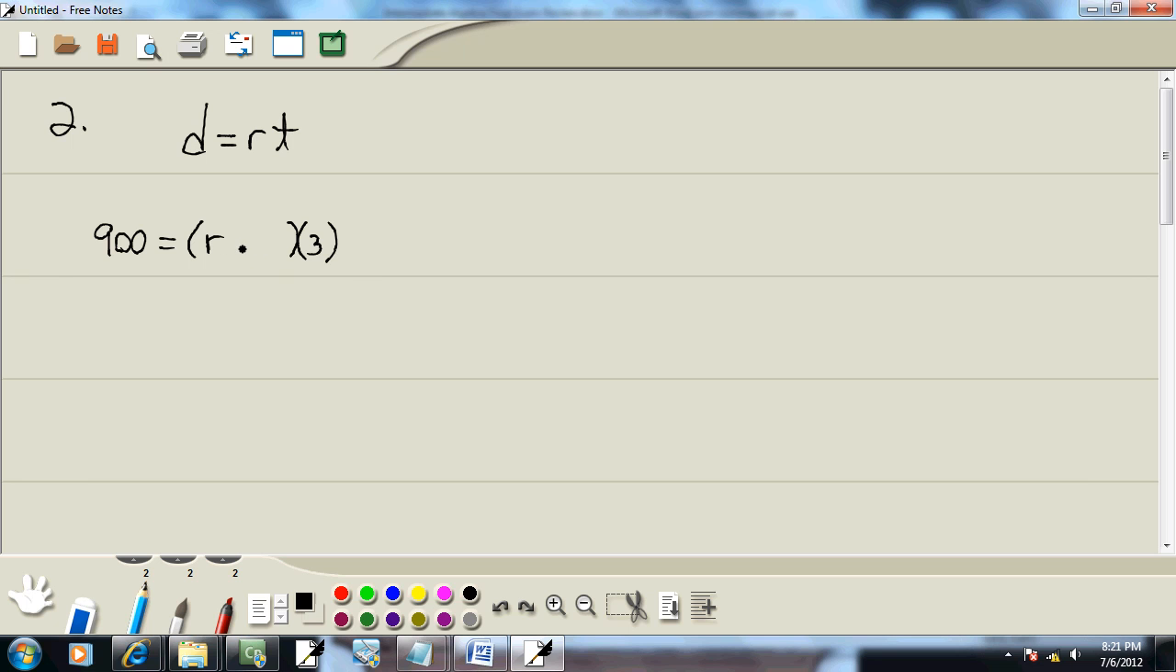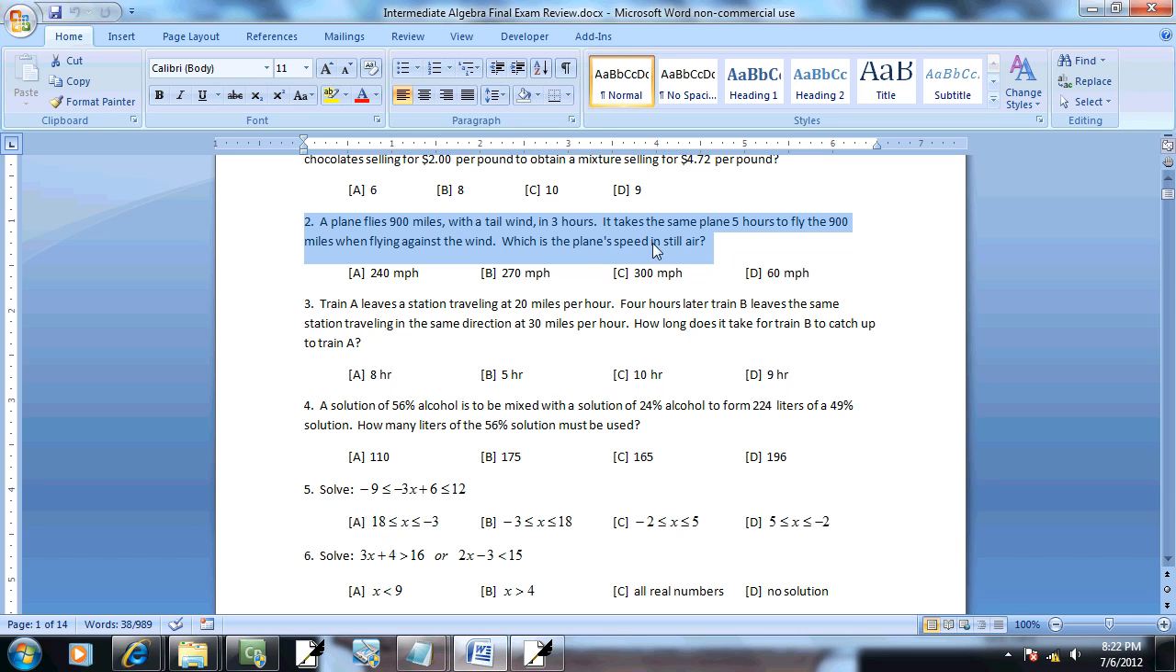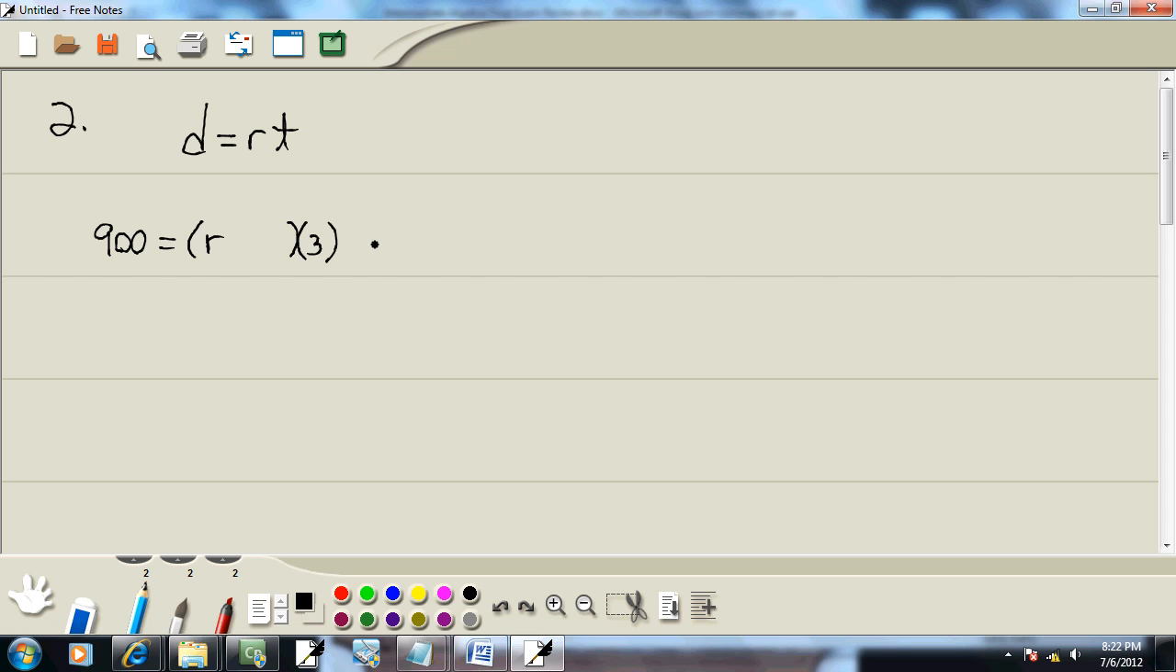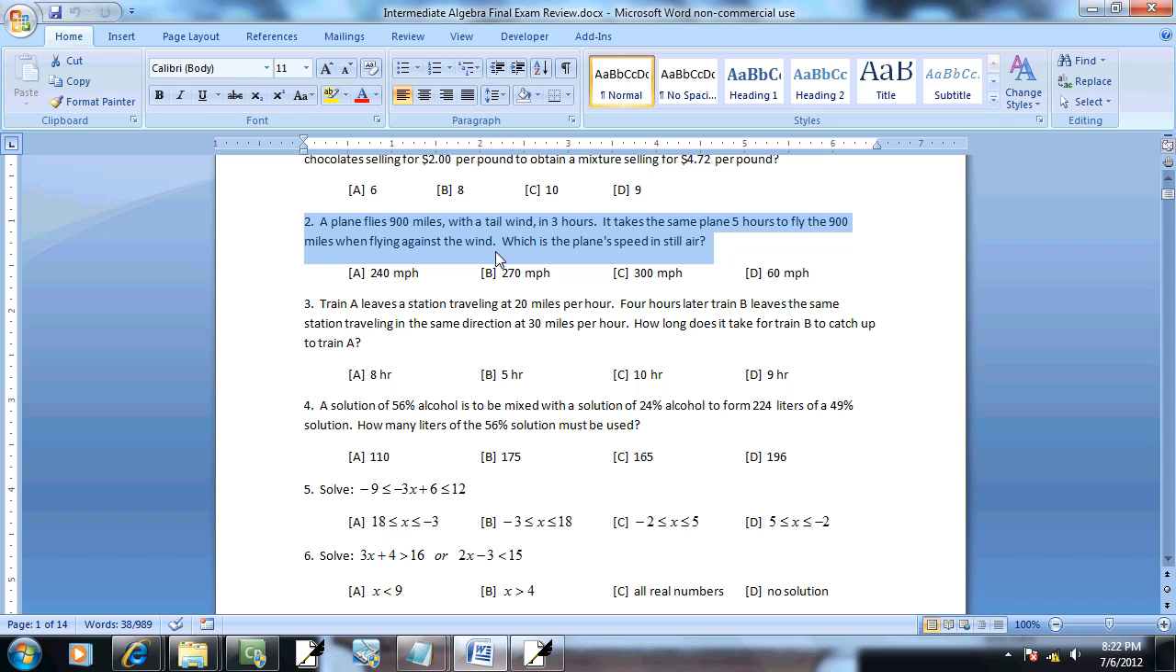Now, with a tailwind means you can go faster. So we're taking our rate in still air, and we're adding to it. So adding, I don't know, t for tailwind. So that's our first equation they give us.